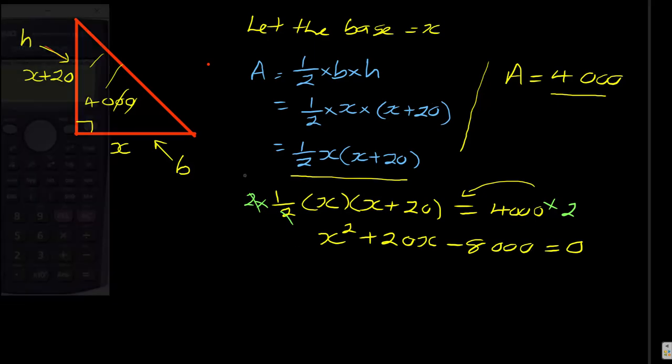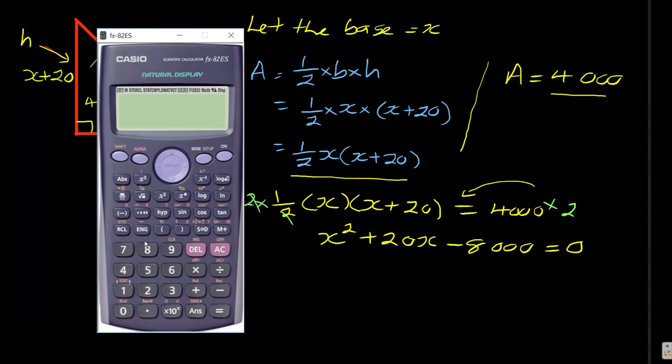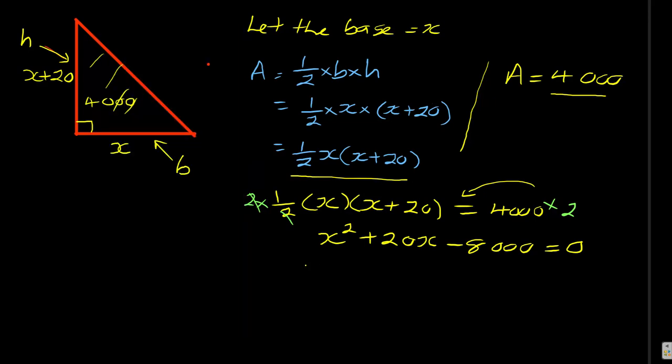If I bring my calculator and I want to solve for x, I'm going to use the quadratic equation, which is minus 20, start with the plus, square root of negative 20 squared minus 4 into 1 into negative 8,000, and then over 2 into 1, remember it's 2a. I'm using the quadratic equation here, and the first answer that you get is that x is equal to 80.